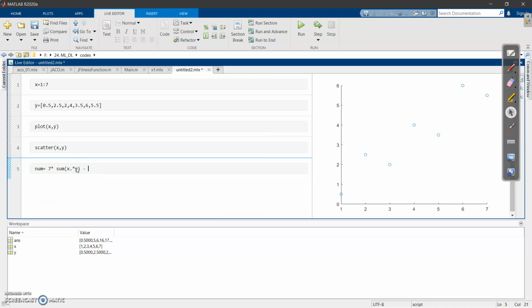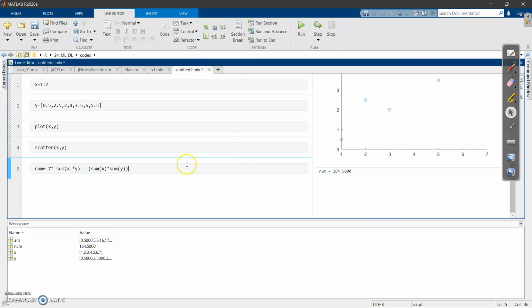Then I have minus. Then what do we have? Summation of x, multiplied by summation of y, right? The whole thing also goes inside a bracket. So this is your numerator.